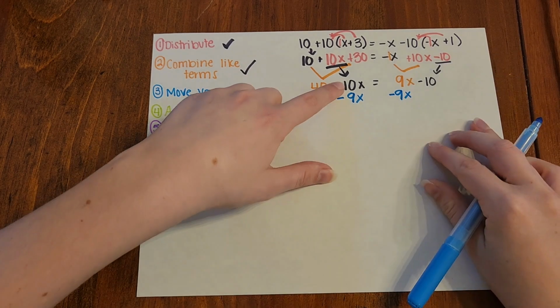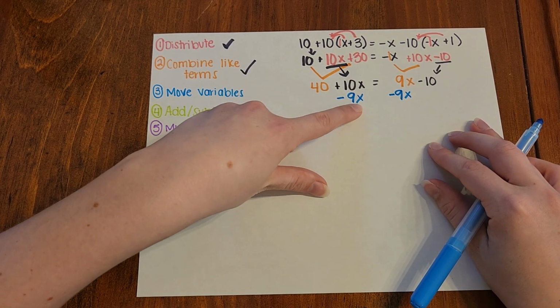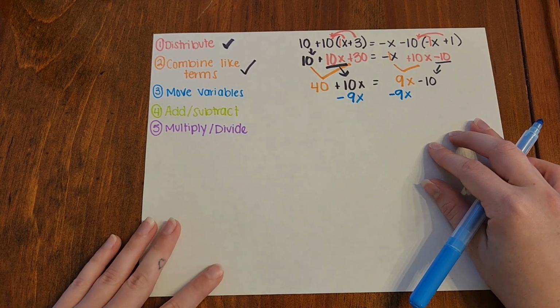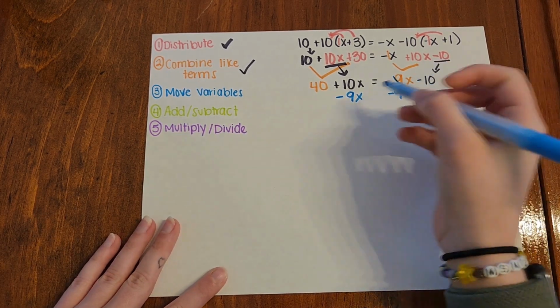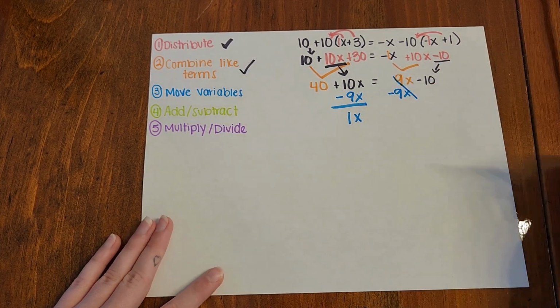The reason why I'm subtracting it to the 10 is because it's a like term and it has the same ending. It has an x. We can't subtract it to the 40 because the 40 doesn't have an x. These cancel each other out, and over here, that's just going to give us a 1x.